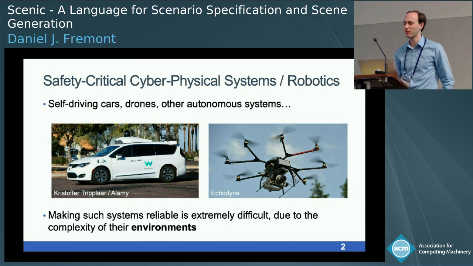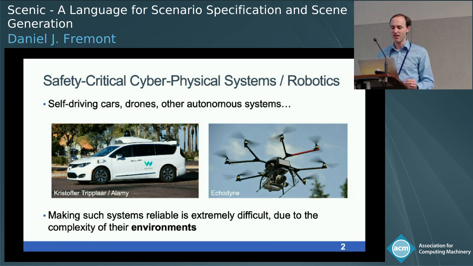So the motivation for our work has been the increasing use in recent years of cyber-physical systems like robotics, self-driving cars, and so forth in safety-critical situations. They're expected to operate with little or no human supervision, and things could go catastrophically wrong if they fail.